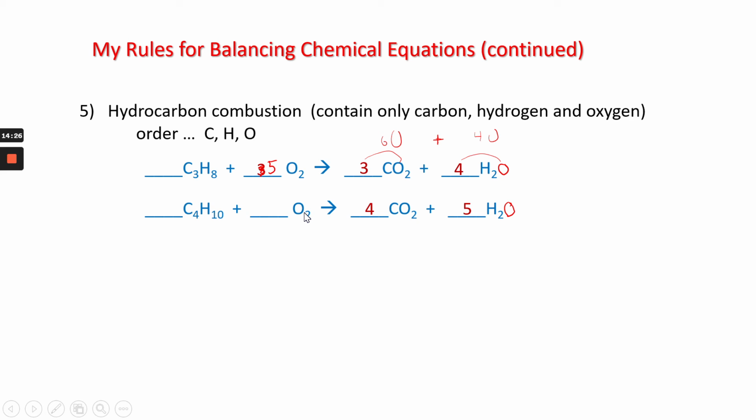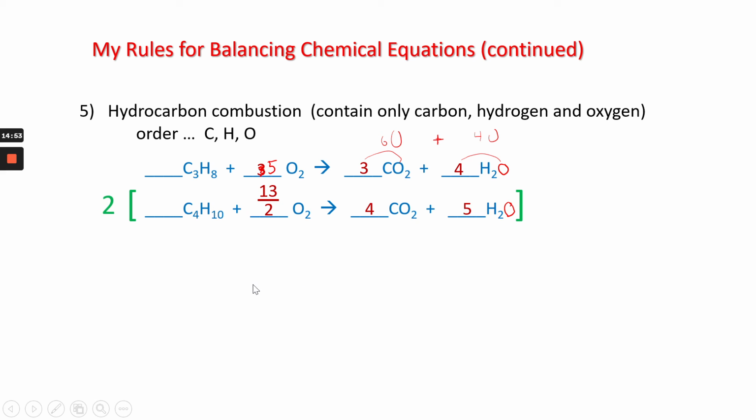Well, here's where a little special trick comes in. I'm going to multiply that by 13 halves. Now, 13 halves times 2 is 13. At that point, it's balanced, but we know we can't have halves of molecules. So here's how we fix it. Multiply the entire equation by 2.